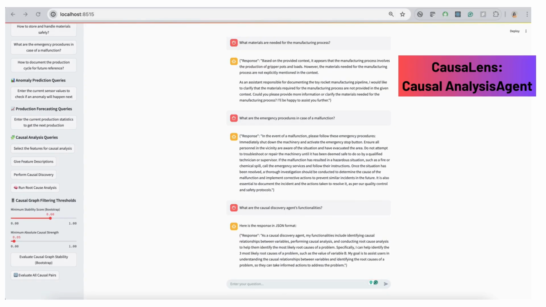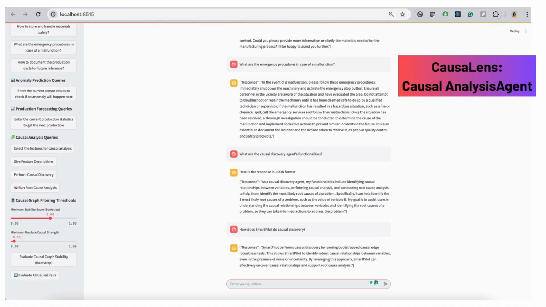When production bottlenecks or quality drops occur, it's time for the causal agent. It is a powerful module for uncovering why things happen, not just what happened.